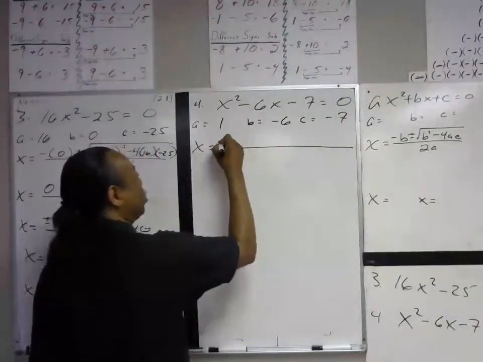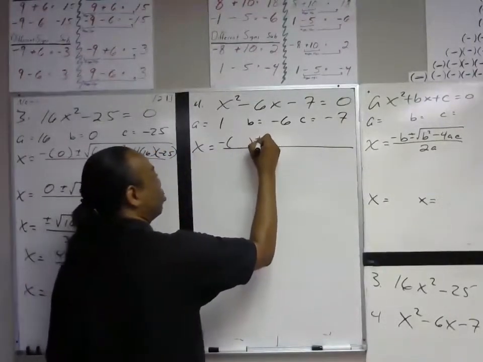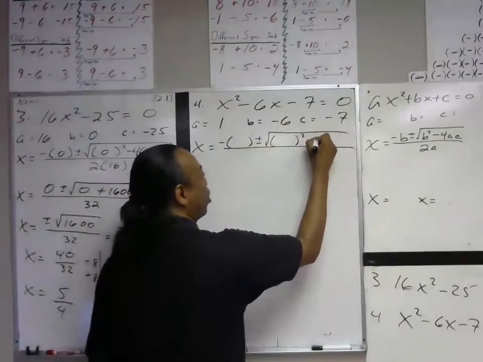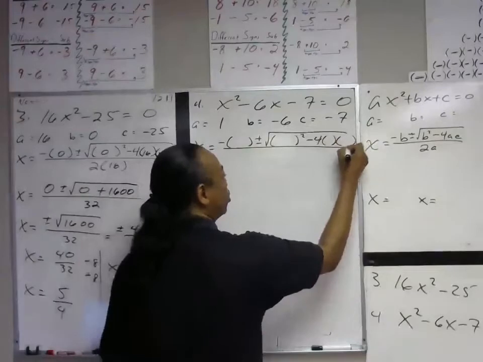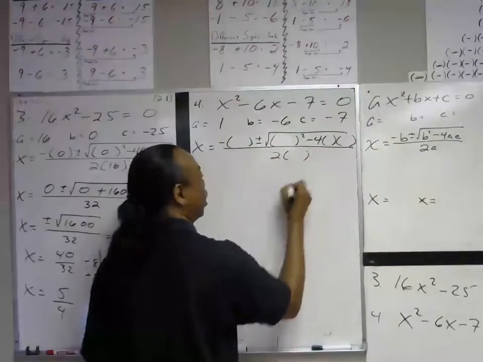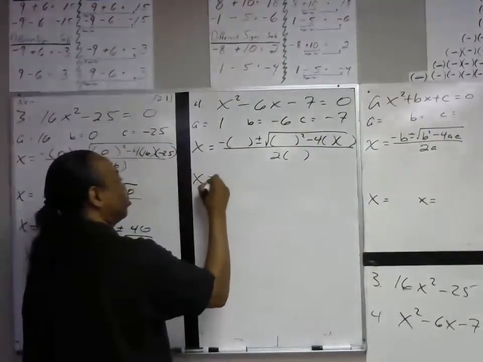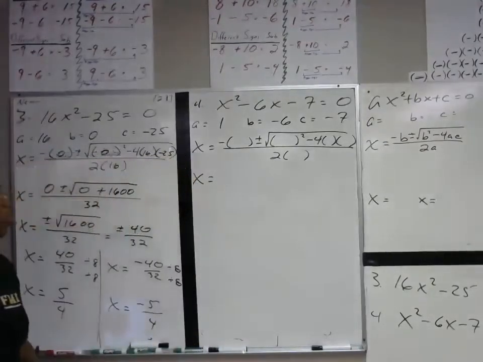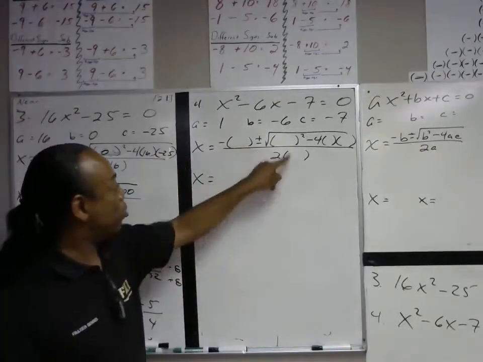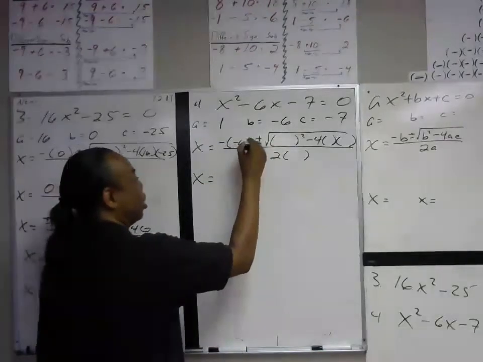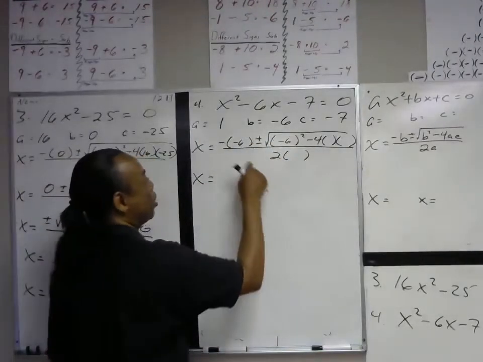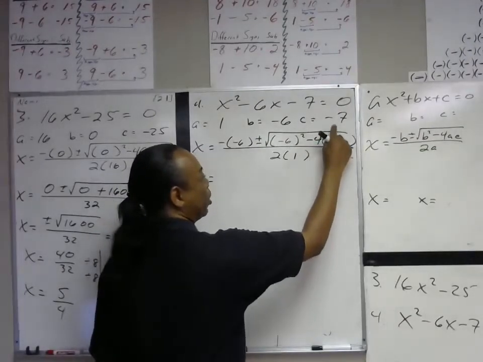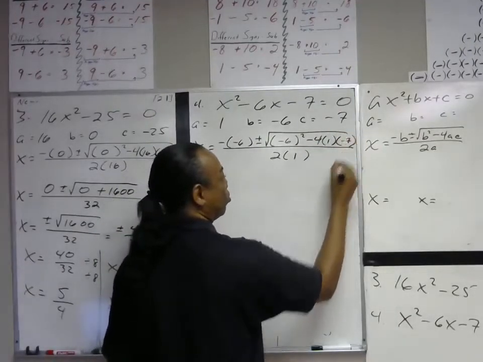Now let's put the pieces in. Opposite of b here, plus or minus the square root of b squared minus 4 times a times c, all over 2a. Okay, so let's start putting the pieces in. Our b will go here and here, so this is negative 6 and negative 6. The a will go here and here, so 1 and 1. And then c will go here, negative 7.